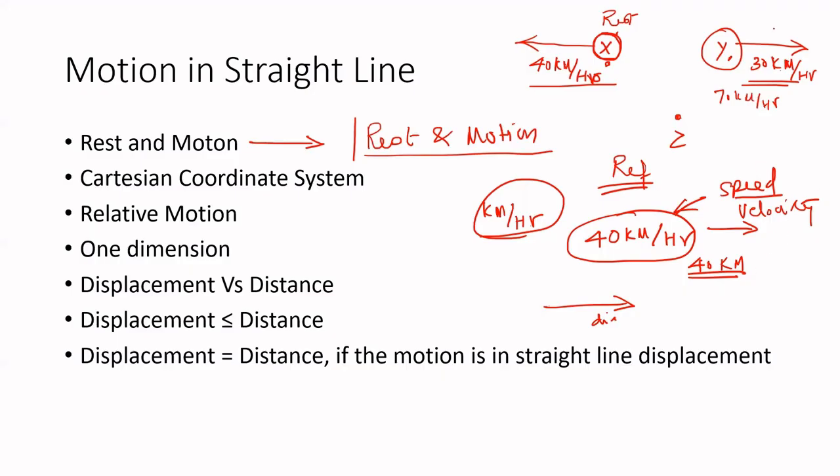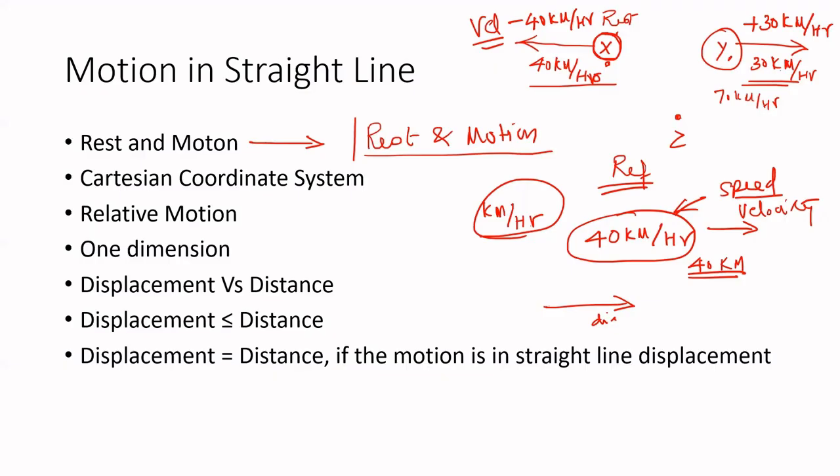So here it is moving at plus 30 km/h, that is velocity. Here this is moving at minus 40 km/h, so that is also velocity. Velocity means we have to tell the direction also. If we say simply 40 km/h, then it is called speed. If we say 30 km/h, then it is called speed.